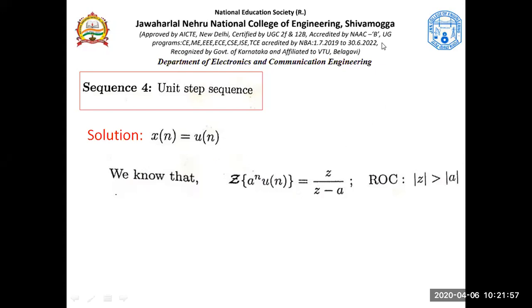Now, how to do that? When can a power n u of n be u of n? This is the question. In other words, when can our positive time exponential be just the unit step function? Okay, so that is the idea.